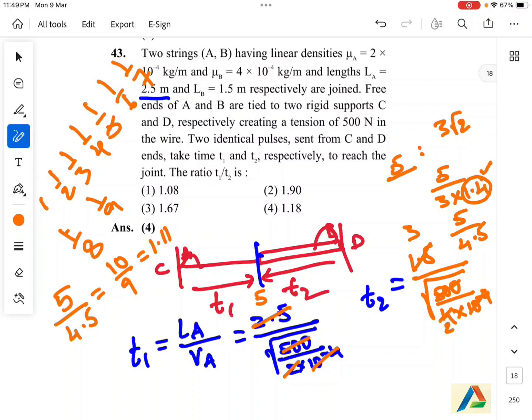You have increased the denominator. So when you increase the denominator, you already got an answer which is less than what you're supposed to get. So anything which is greater than this will be the answer. That will be 4.